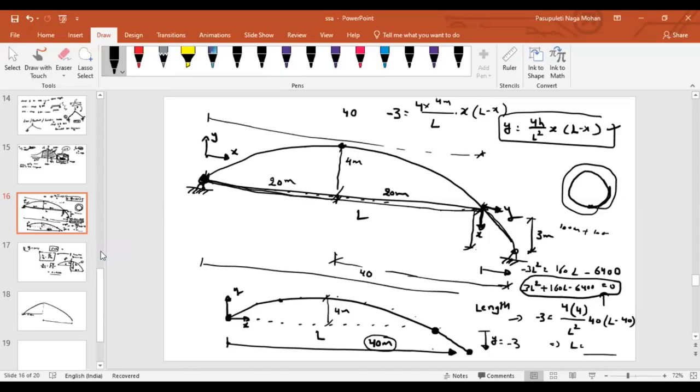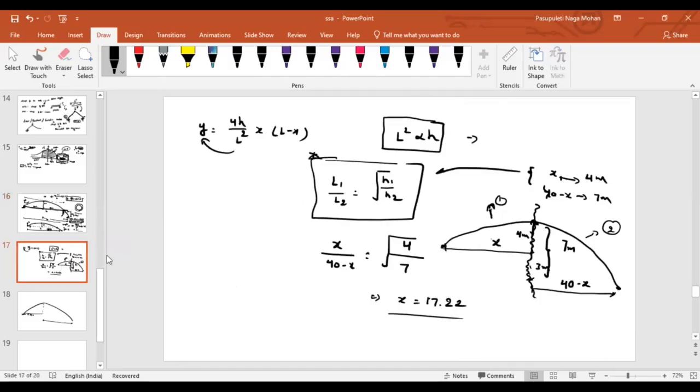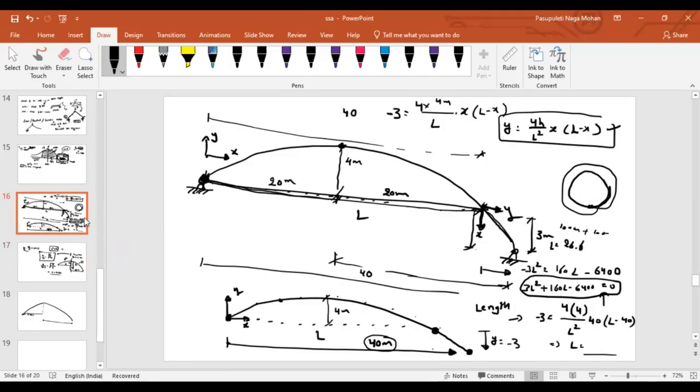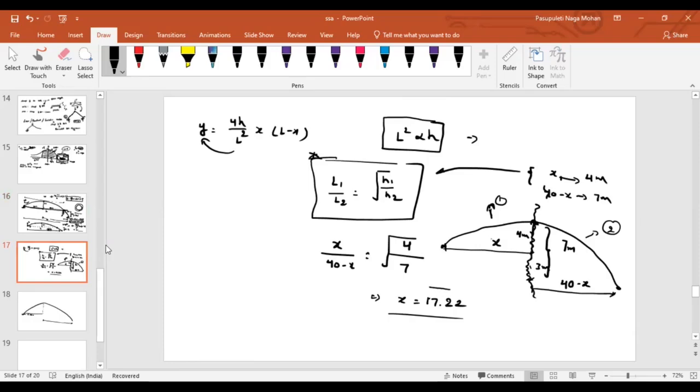26.6, sir, and minus 80. How much? 26.6. So instead of complicating them, let me review it. You should not get 26.6, but I will review it and let you know. But you can use this formula to get 17.2.